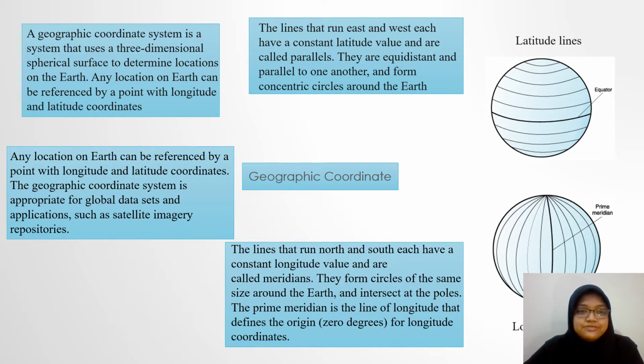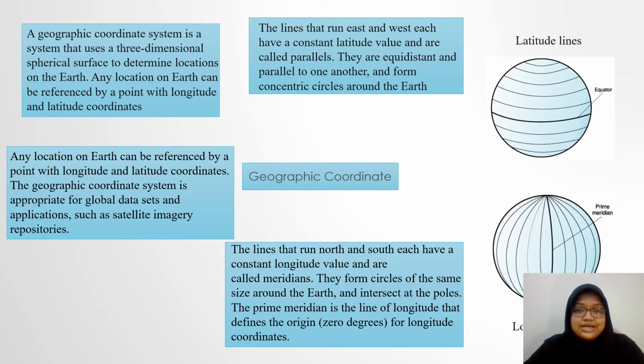I will explain about geographic coordinate, planimetric coordinate, and also datum. A geographic coordinate system is a system that uses a three-dimensional spherical surface to determine locations on the Earth. Any location on Earth can be referenced by a point with longitude and latitude coordinates. The geographic coordinate system is appropriate for global data sets and applications, such as satellite imagery repositories.